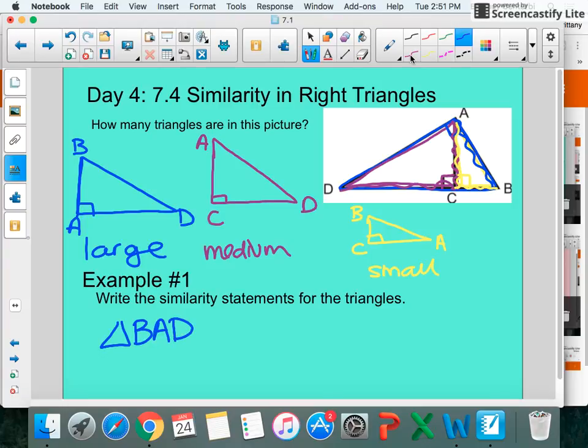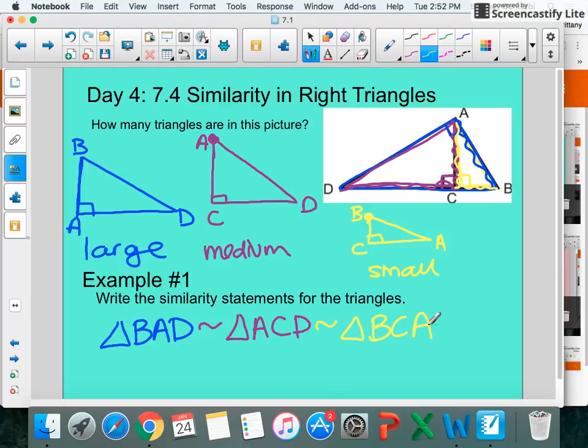Now my medium triangle is going to be similar, so I put my similar symbol. For my medium triangle, I have to start in the same spot. For the large triangle, I started at the top. So my medium triangle, I'm going to start up at the top at A, go to my right angle, so ACD. Same thing for the small triangle. I'm going to start up at the top left, so I'm going to start at B, and then go B, C, A. And so now those are the orders for my similarity statements.